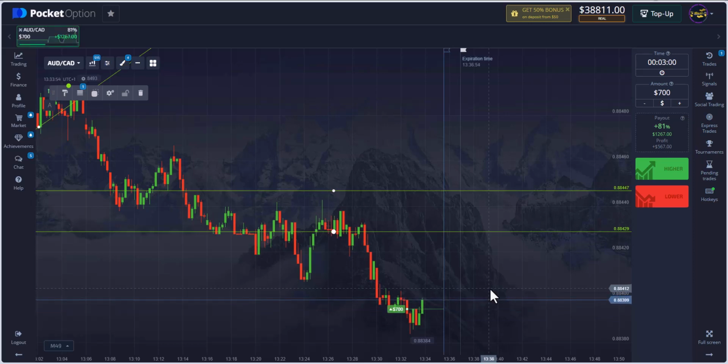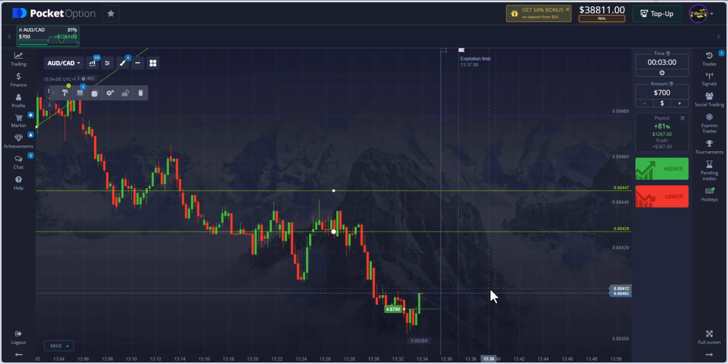Position sizing. Avoid putting all your eggs in one basket. Divide your capital into smaller positions to spread the risk. A general rule of thumb is to risk no more than 5% of your total capital on a single trade. This approach protects you from substantial losses and allows for potential gains.